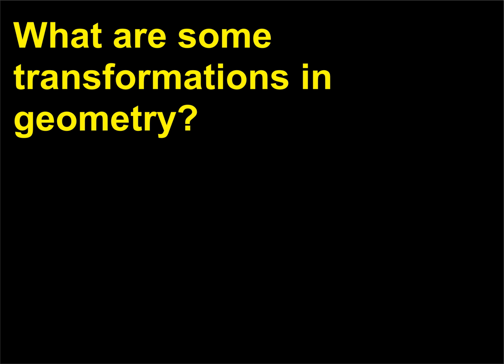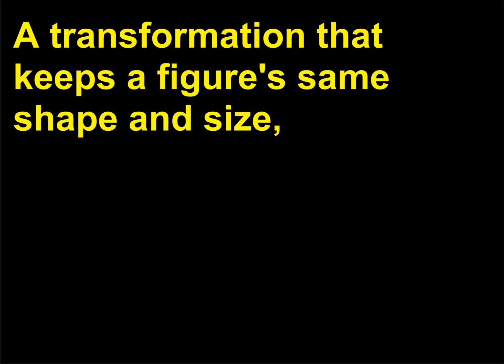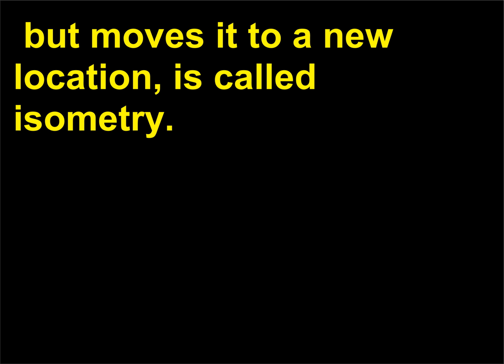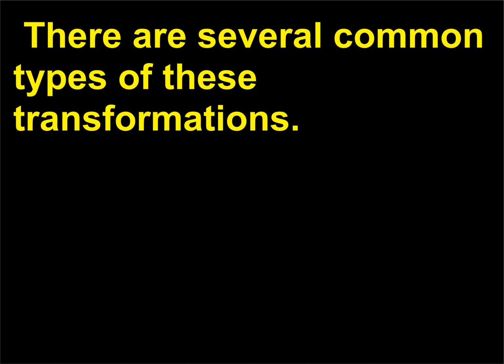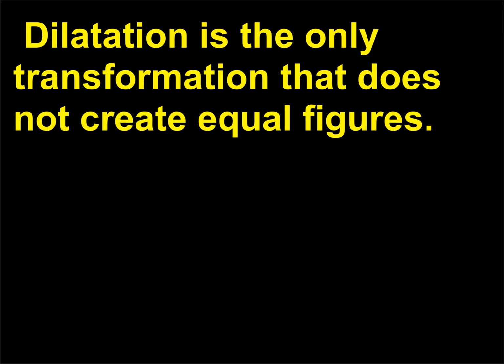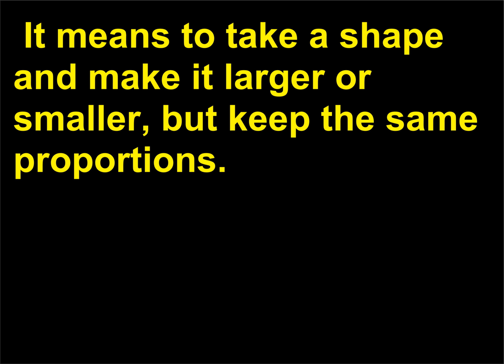What are some transformations in geometry? A transformation that keeps a figure's same shape and size, but moves it to a new location, is called an isometry. There are several common types of these transformations. Dilatation is the only transformation that does not create equal figures. It means to take a shape and make it larger or smaller, but keep the same proportions.